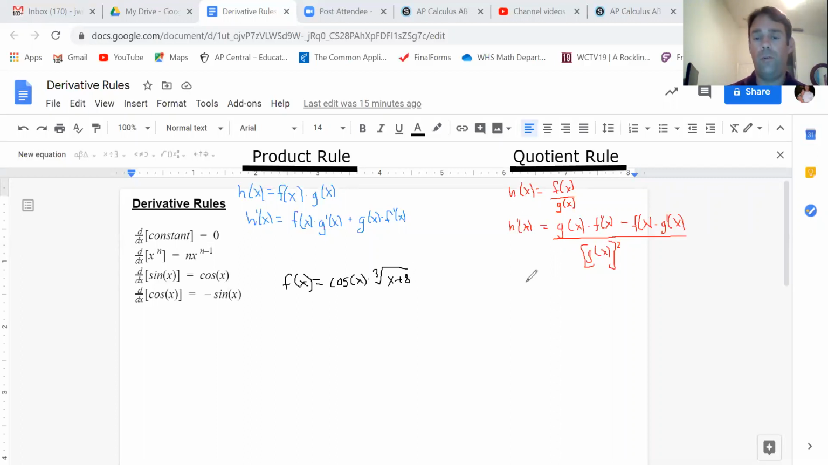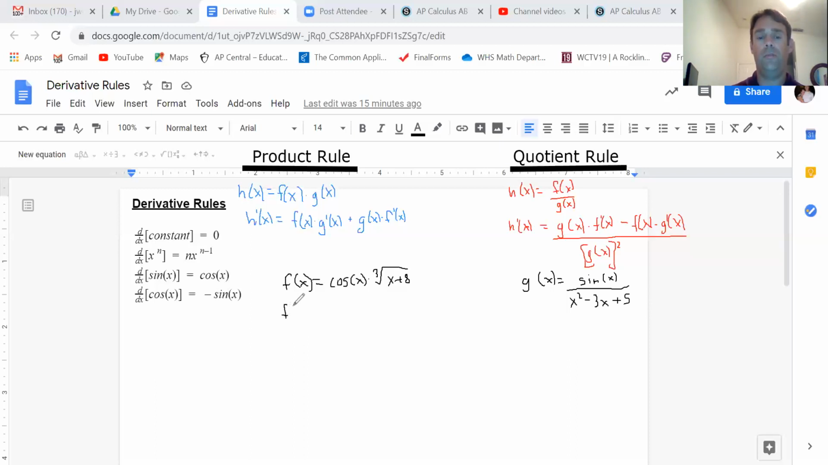And how about for this one? Why don't you guys try this one as well? g of x would be sine of x all over x squared minus 3x plus 5. All right, why don't you pause the video and see if you can go through and try these here.